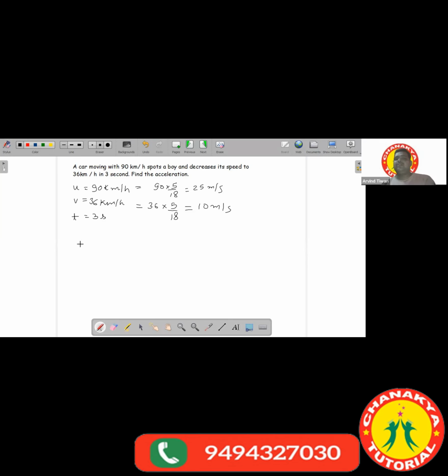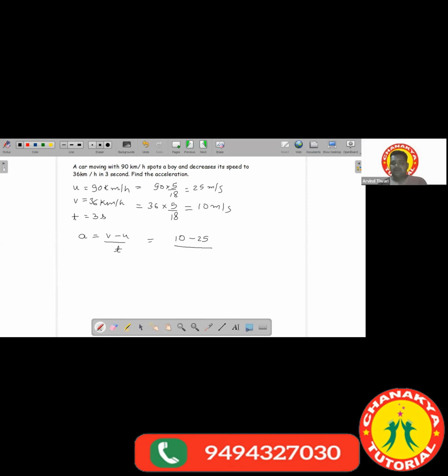Then we can use the formula of acceleration. Acceleration is given as v minus u over t. Here we're getting a negative acceleration, right? I told you yesterday that if the velocity decreases, then you will have a negative acceleration. We also call it retardation. So write it down: retardation.